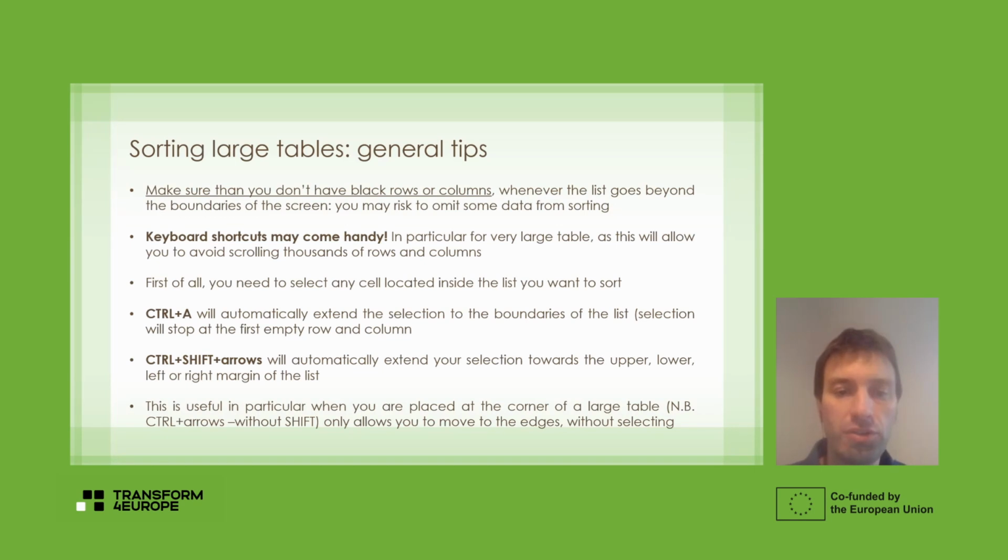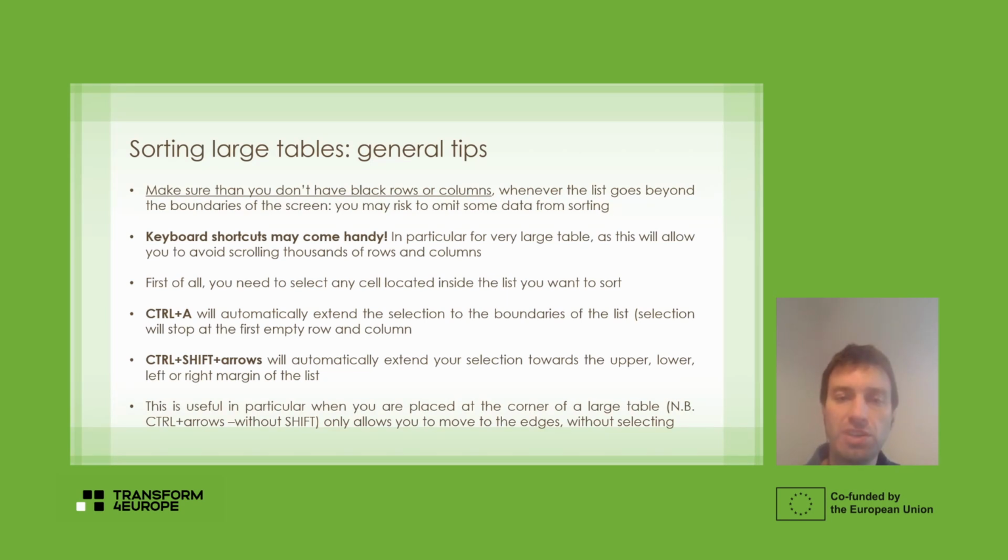You may also want to extend the selection just towards the upper or left, bottom or right border. And this can be done by holding Control and Shift and then pressing an arrow. This will basically extend your selection to the sides of your table, okay? So this option is particularly useful if you are located with your highlighted cell on one of the margins of your table, because you can automatically select all of it.